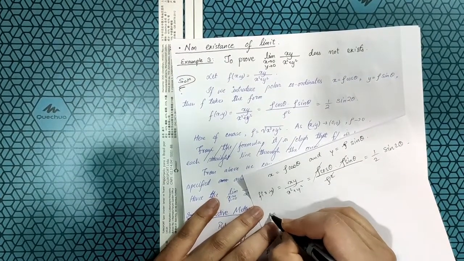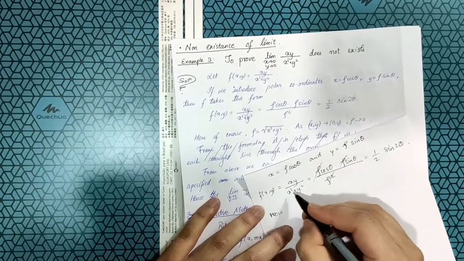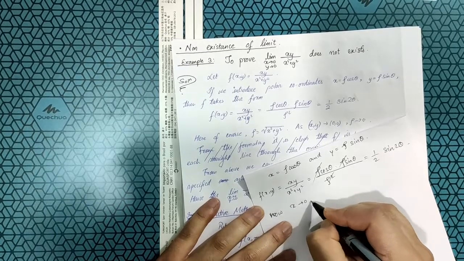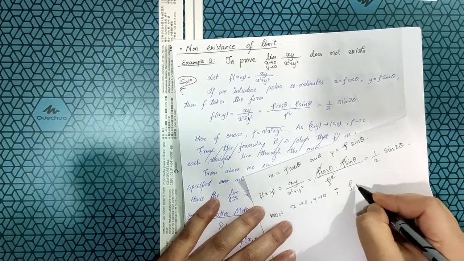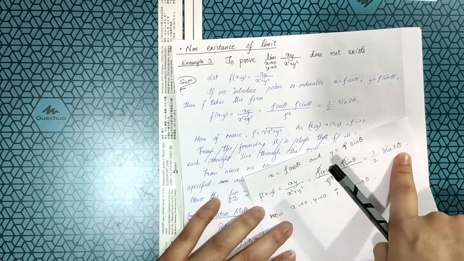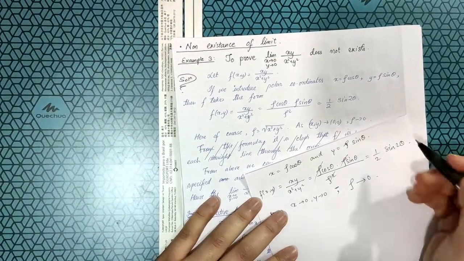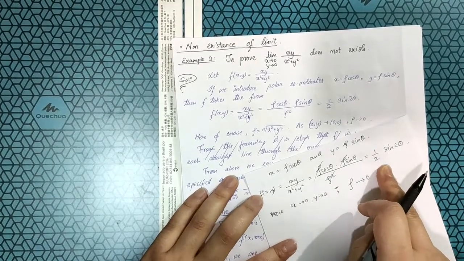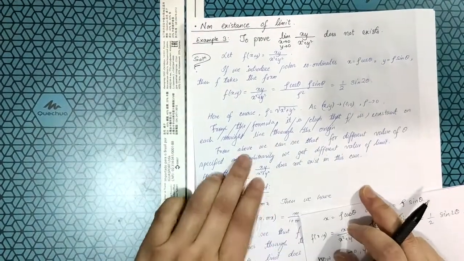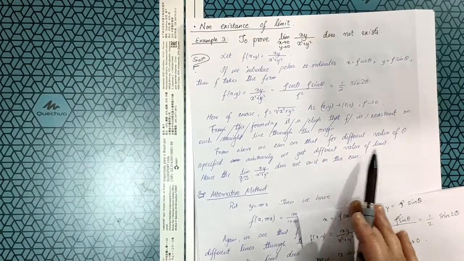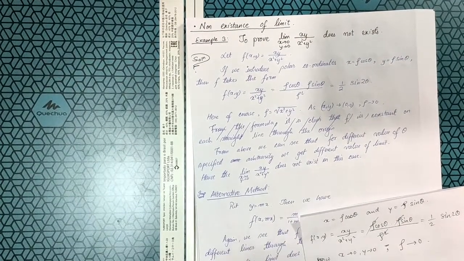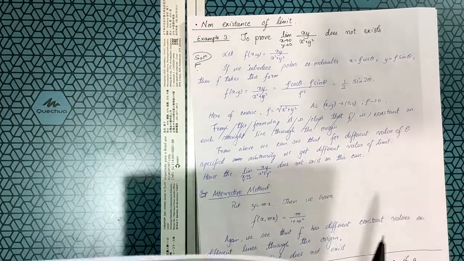Now what we have is, when x tends to 0, y tends to 0, then we have only one condition, rho tends to 0, but theta has no conditions. Hence, for different values of theta, we'll get different values for the limit. From the above, we can see that for different values of theta specified arbitrarily, we get different values for the limit. Hence, the limit does not exist.